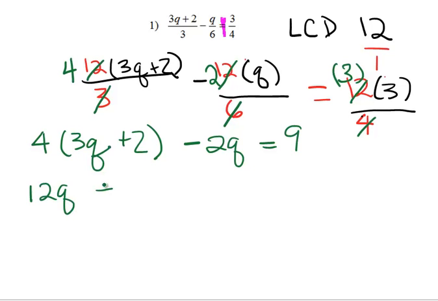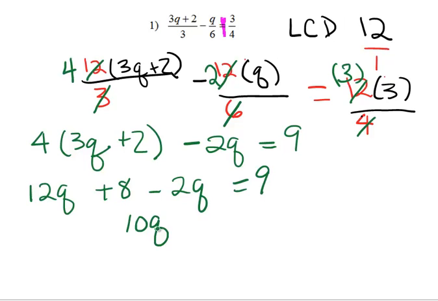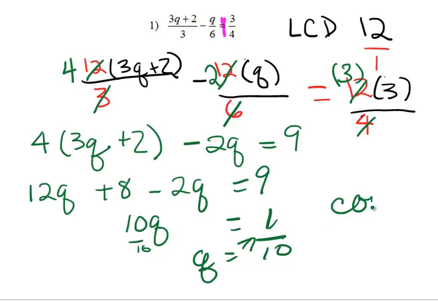12q plus 8 minus 2q equals 9. And so now I have 10q, because I'm combining those two. I'm going to subtract 8 from both sides, and I'll have 1. I'm going to divide both sides by 10, and I'll have q equals 1/10. So go ahead and copy that. I know that went really fast. I would go back and take a look at it again.